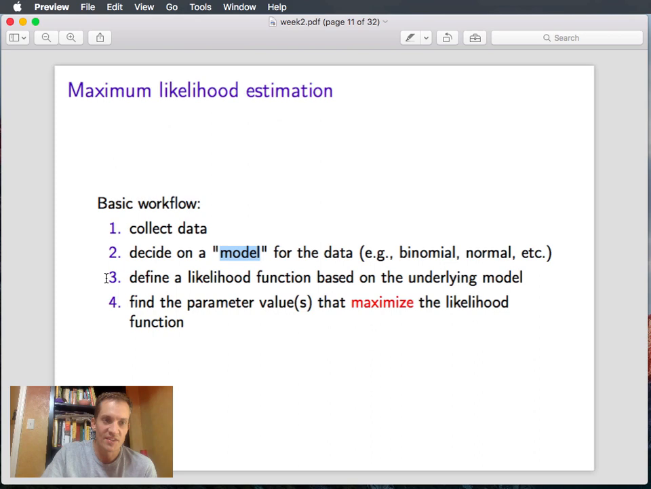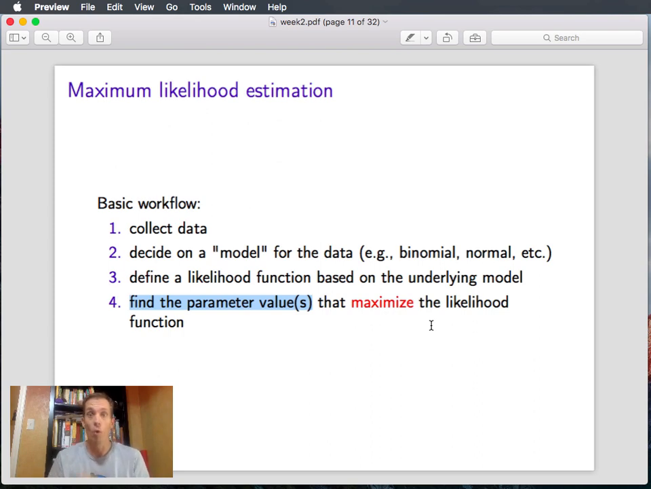The fun part is step 3, where we define a likelihood function for that model, just like what we did with the binomial model a second ago. So we'll define the likelihood function, and then step 4, this is the actual estimation part, we find the parameter value, or values if there's more than one parameter, that will maximize that likelihood function.